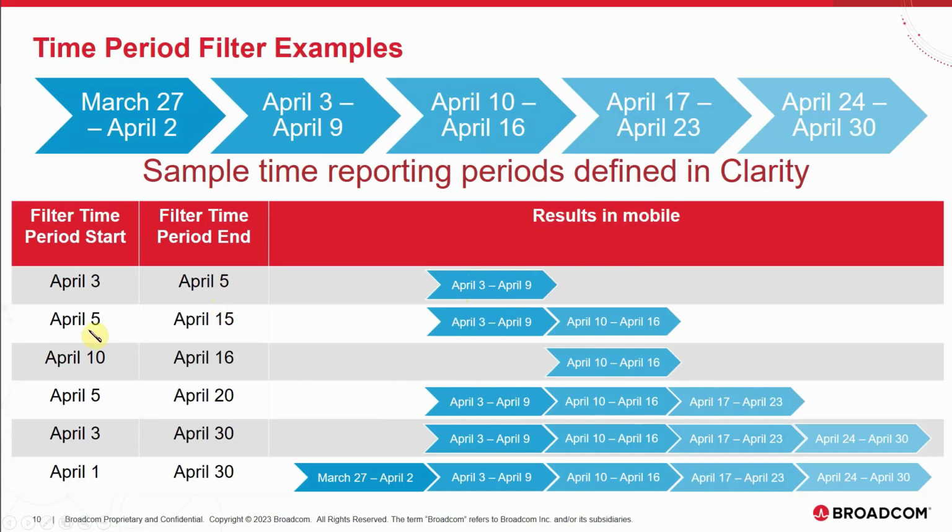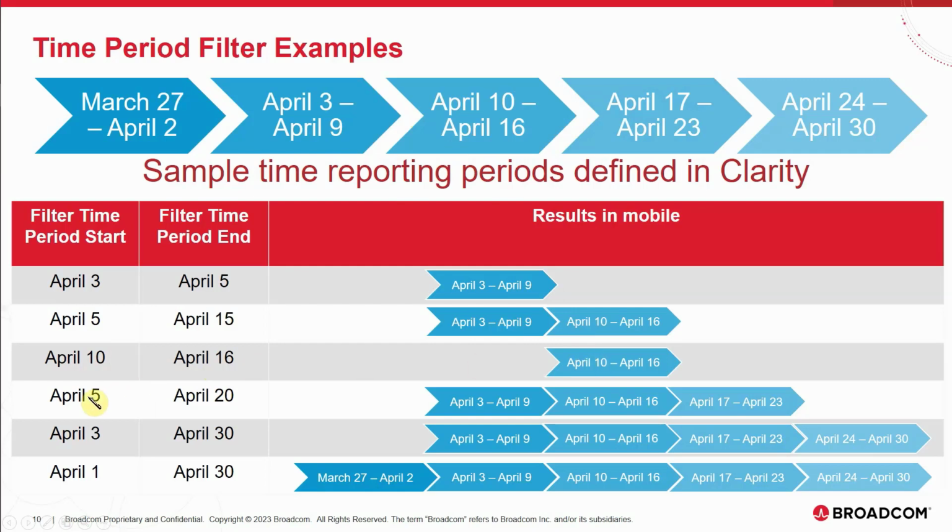Now if I enter April 5th to April 15th, April 5th is in the middle of this time period, and April 15th is in the middle of the second time period, which means I expect both of these time periods to return, which is what will happen. If I enter April 10 to April 16, which is exactly the start and finish of this, that means I will only get one time period.